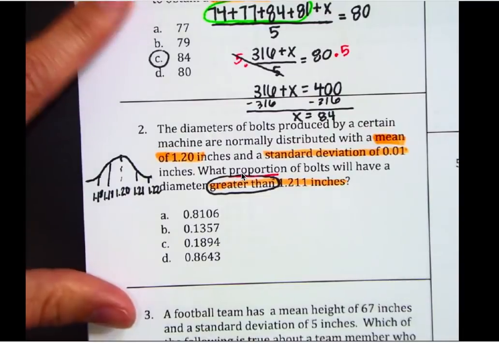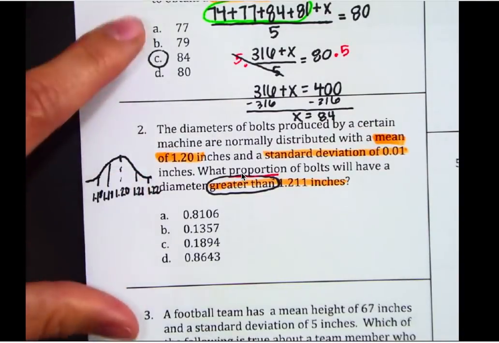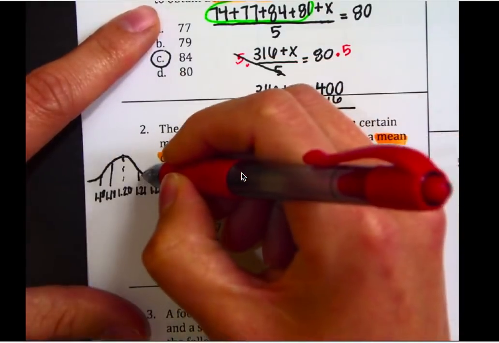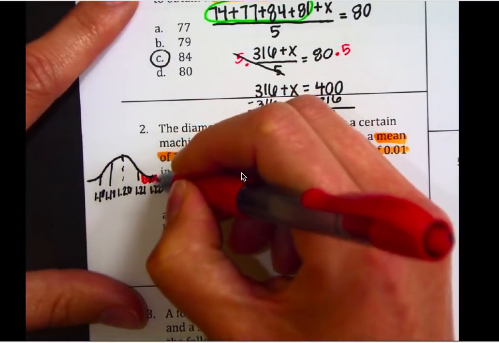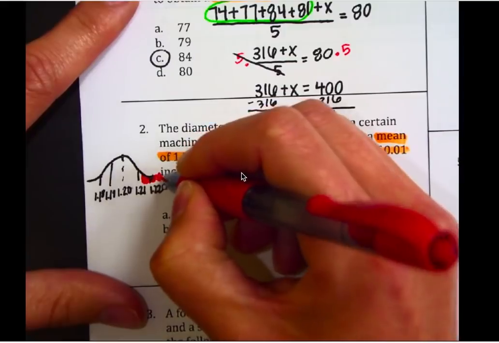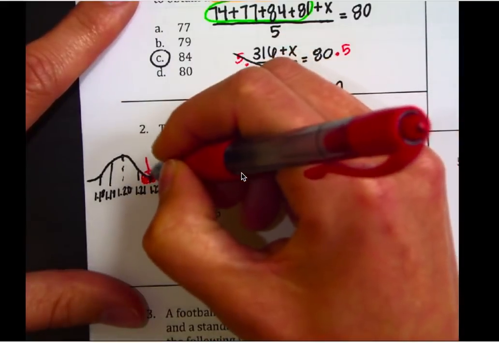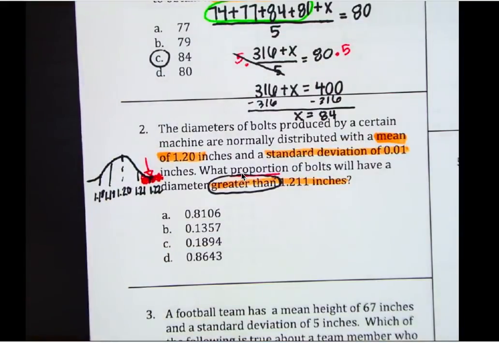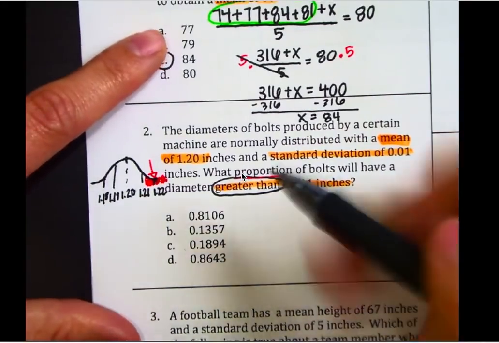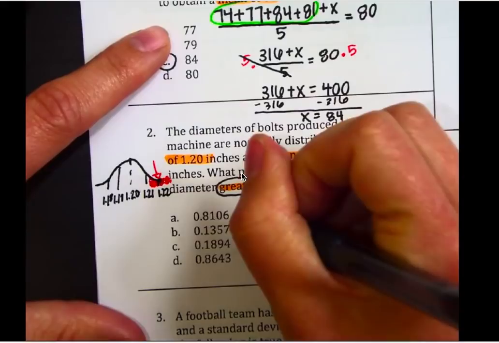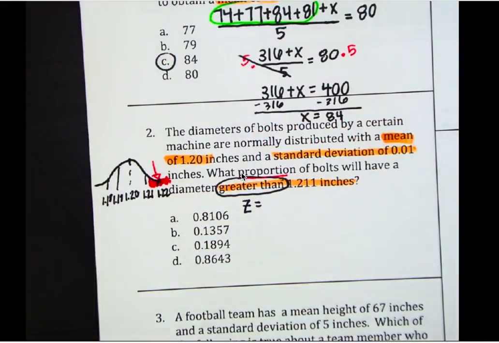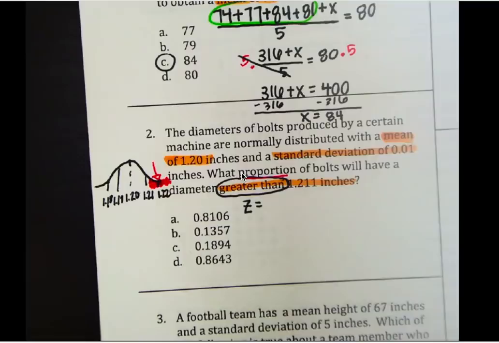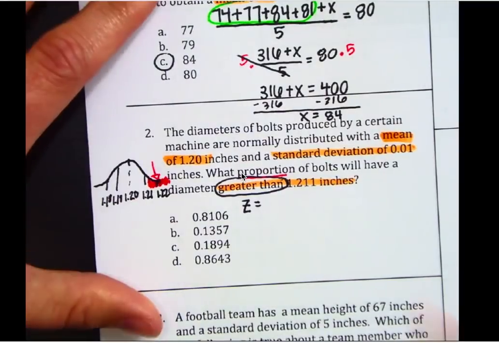And then they want to know 1.211, which would be about right here for my value, and what's greater than that. So if we drew this visual, they would want to know the area that's shaded over here to the right, or greater than. So we're going to go ahead and use our z-score formula because we are going to need to use our table. Let me remind you guys, we're going to be using this to find that area of the shaded, or greater than.